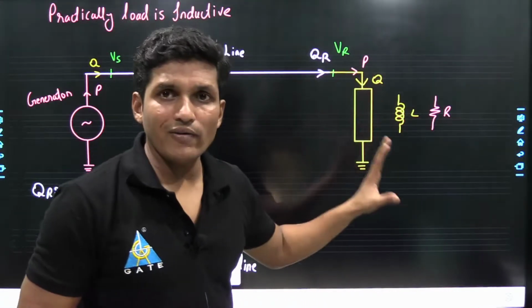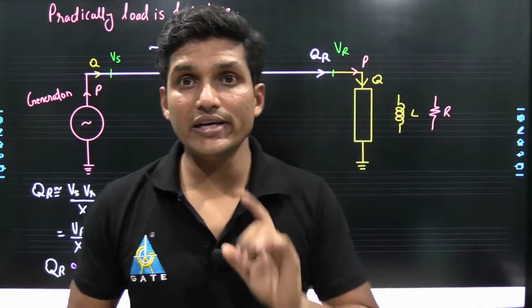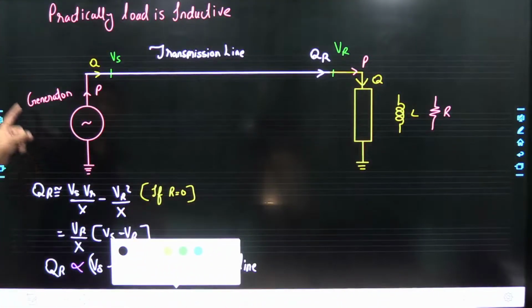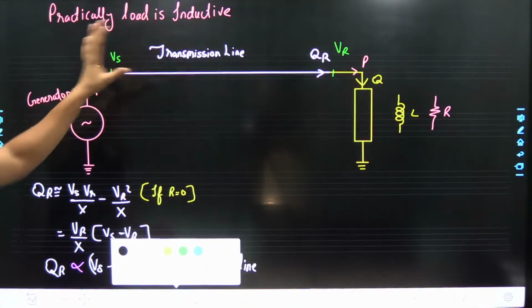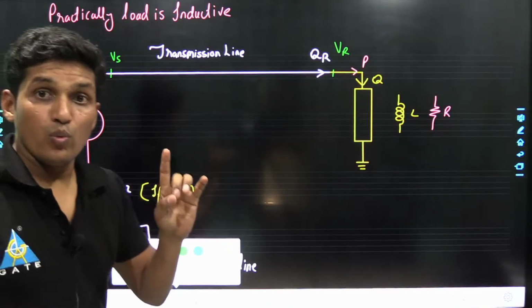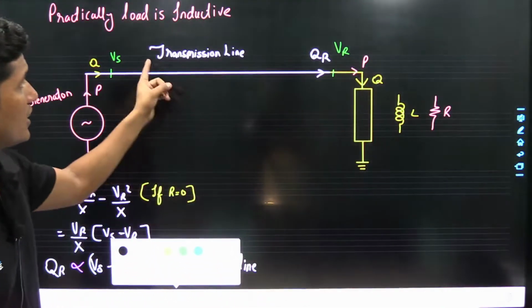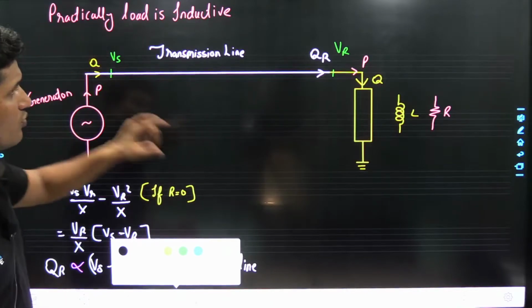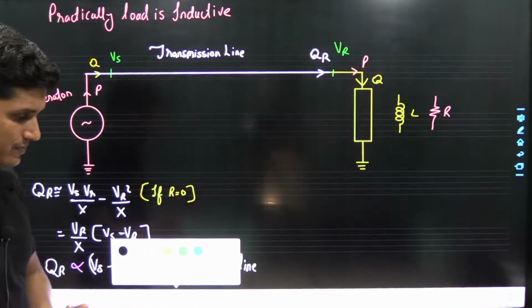The real power and reactive power of the load are delivered by the generator, that is a synchronous generator. A synchronous generator, when it is overexcited, works at lagging power factor. It delivers real power as well as reactive power, which is transmitted through the transmission line. There is a transmission line which has a sending end voltage and receiving end voltage.